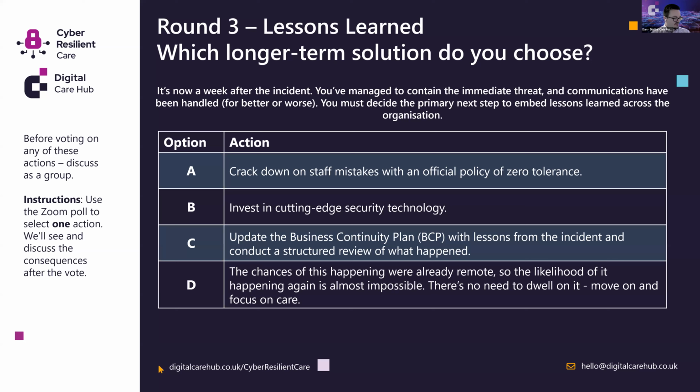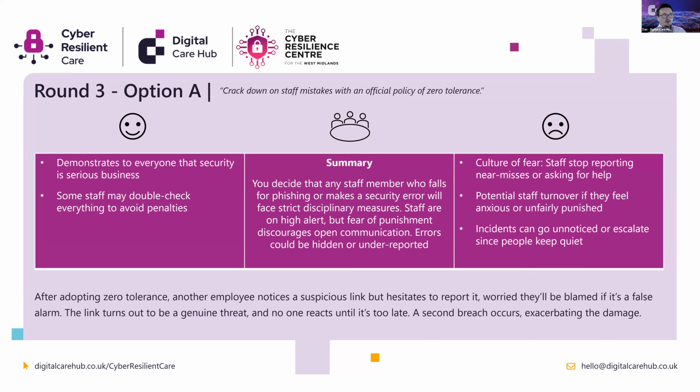So for option C, 96% of you picked option C, and option B, 4% of you picked option B. So I'll close that down now, and we'll go on. Okay, so option A, none of you picked this. Crack down on the staff with an official policy of zero tolerance.